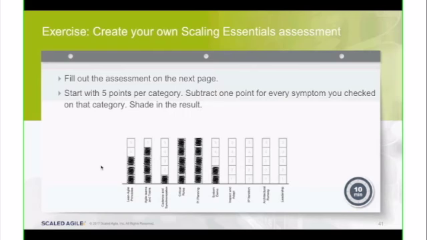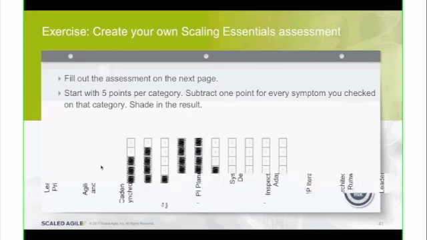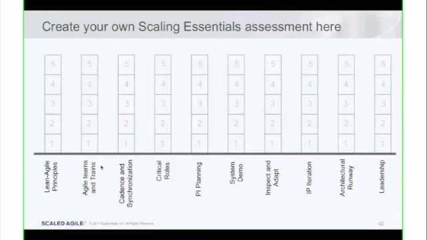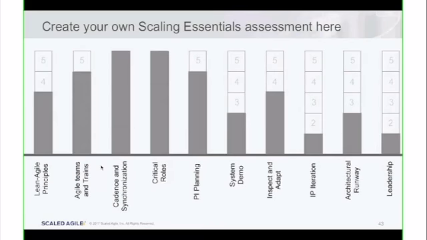Right. So we've been through the 10 categories. And if we look at what happens next, we started out with this clean slate. We gave everybody a 5, and then we deducted 1 point for every negative symptom that we saw in each category. So we end up with something like this.